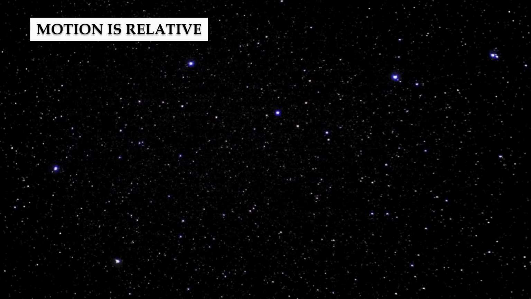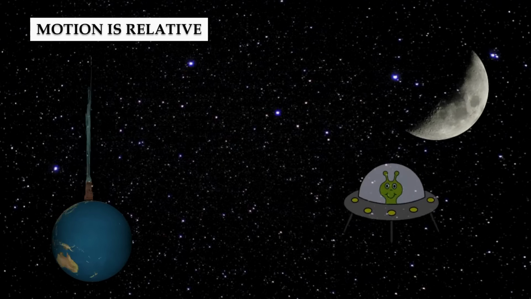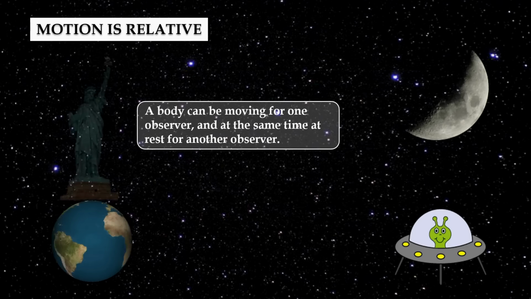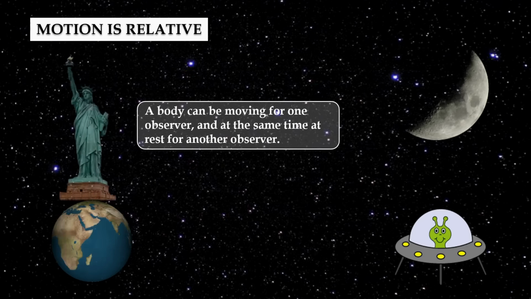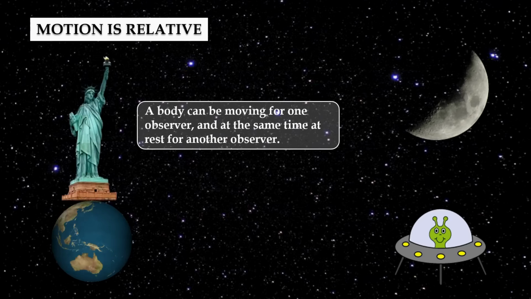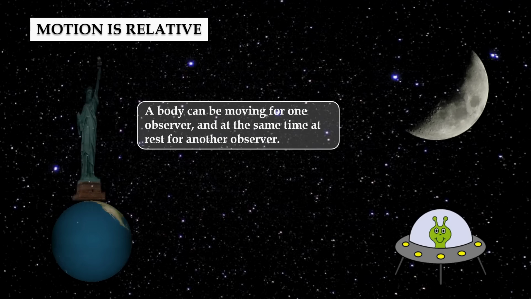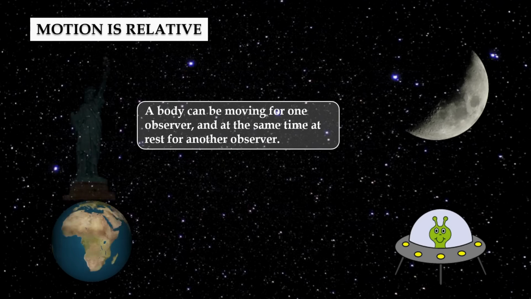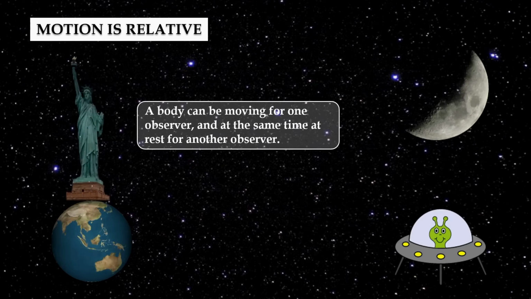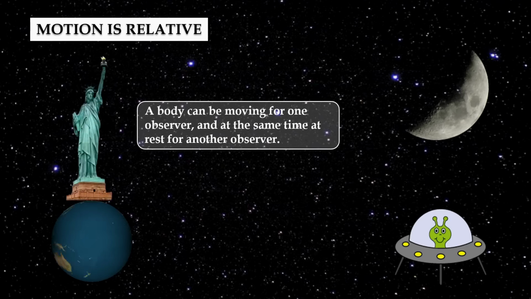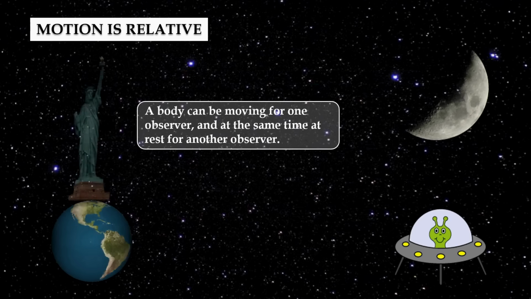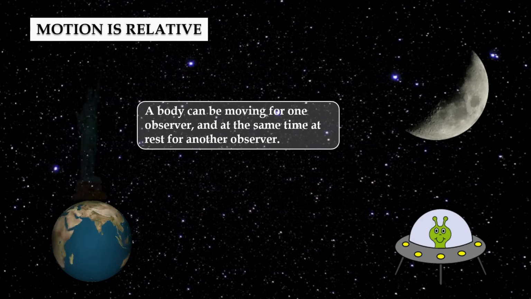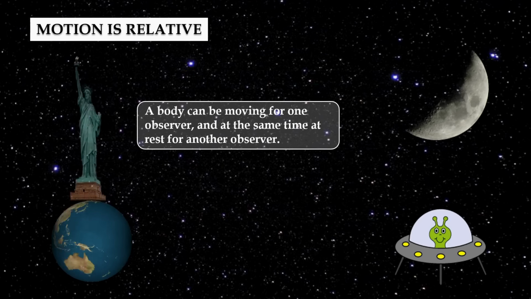Motion is relative. This means that the state of motion or rest of an object depends on the observer. A body can be moving for one observer, and at the same time, it can be at rest for another observer. For example, an object on the surface of the earth may appear to be at rest to an observer on earth. But the same object appears to be in motion to an observer in space because the earth itself is moving. Therefore, motion does not have a fixed meaning. It always depends on the observer and the chosen reference point. Hence, we say that motion is relative.